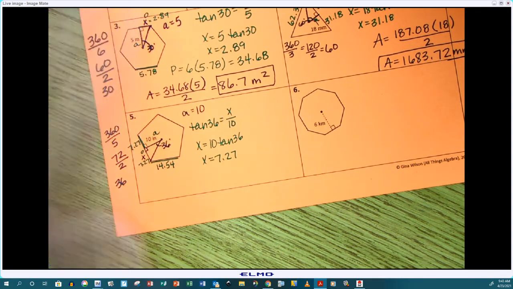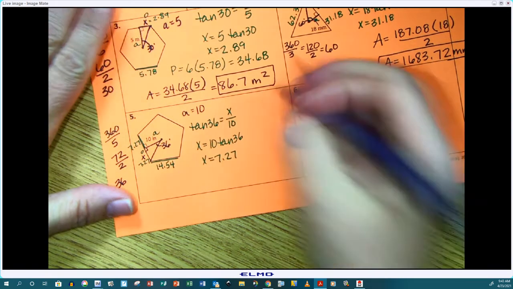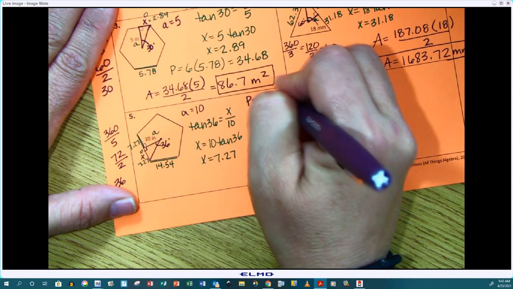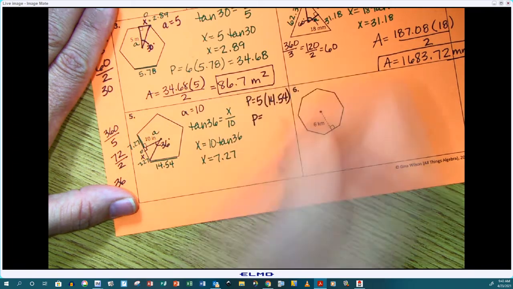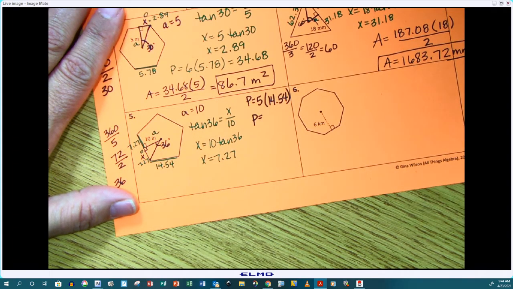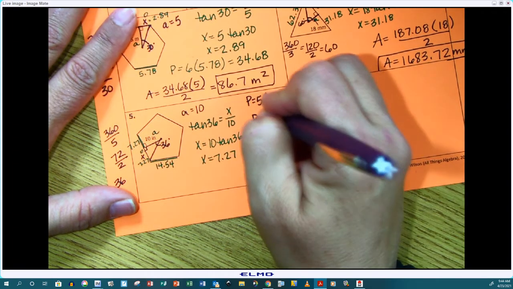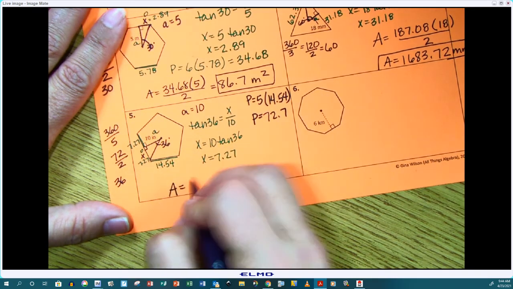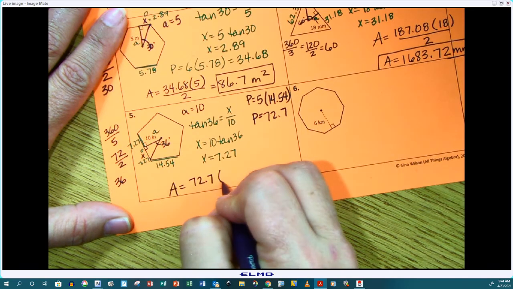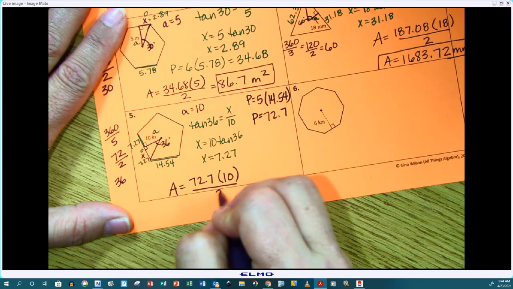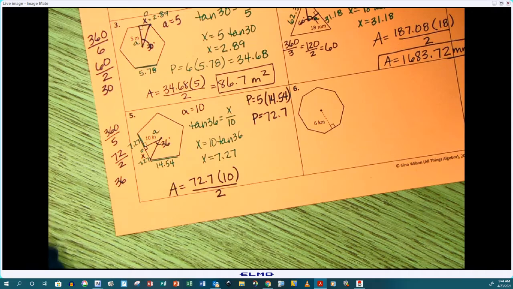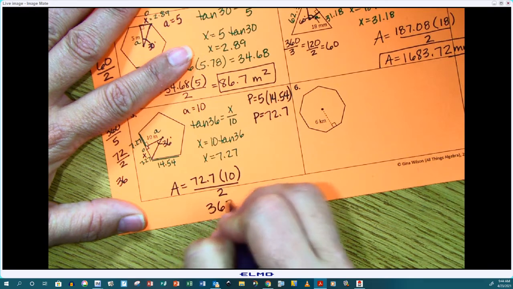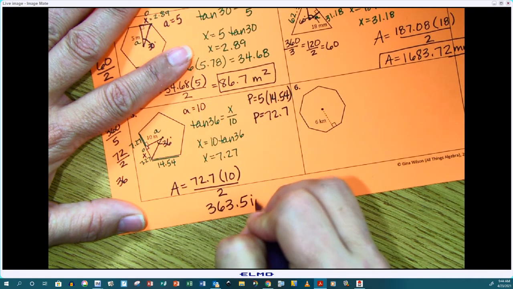So now I can find the perimeter. Perimeter is 5 sides at 14.54 each. So my perimeter is 72.7. So area, perimeter times apothem divided by 2. So 363.5 inches squared.